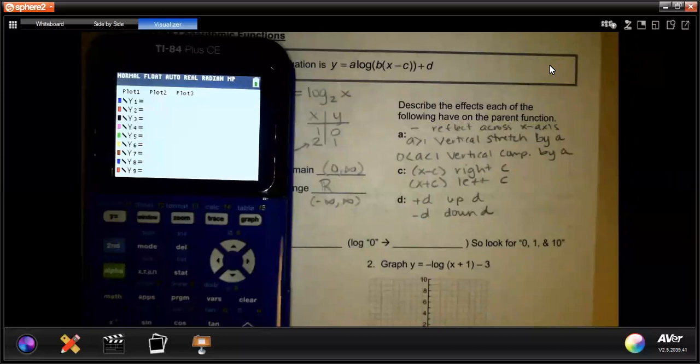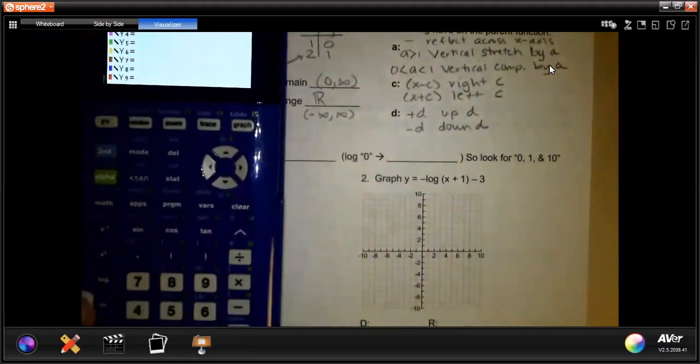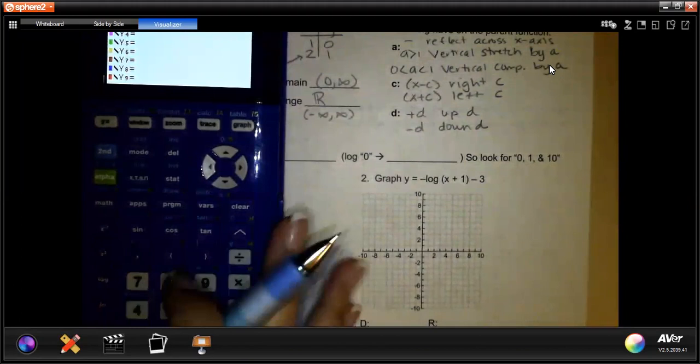All right, I do want to show you that on the calculator. As a reminder, the log button to the left of 7 is a base of 10. Anytime you push this button here, it's going to be a base of 10. If you can't remember that, there's that 10 right above it.